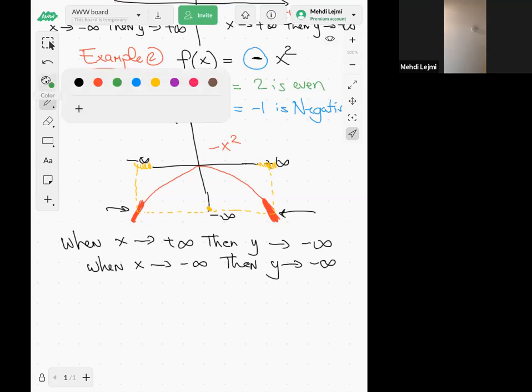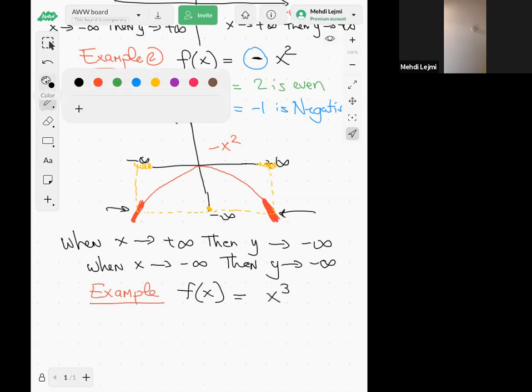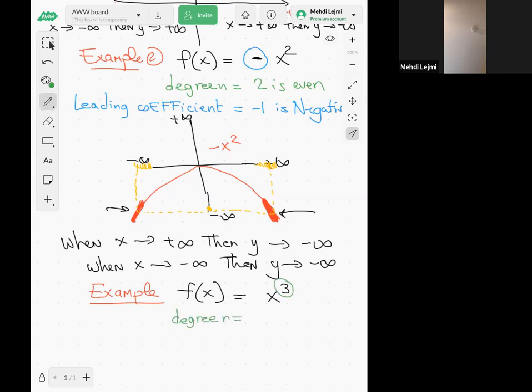All right. Now that's for even degree. Now what about odd degree? Let's have an example with odd degree. Let's just take f of x equals x cubed. The degree, the highest power of x, is 3, which is odd. And the leading coefficient is 1 times x cubed, so a subscript n is 1, which is positive.